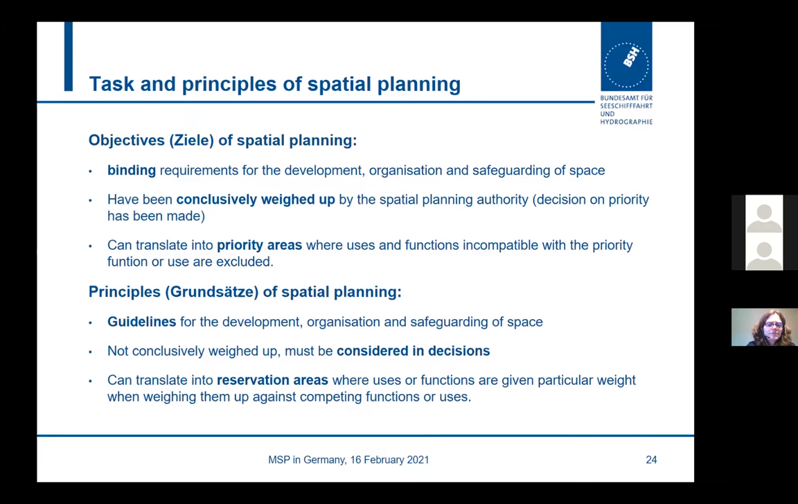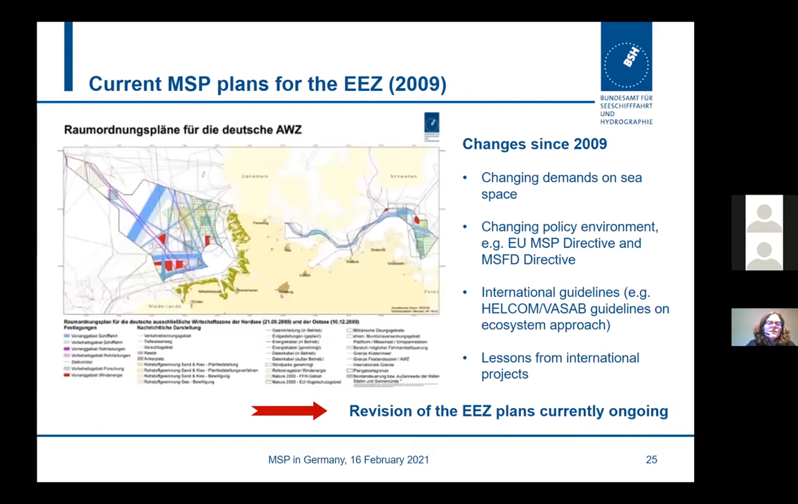Next slide. So here's the current plan for the German EEZ, which is the 2009 plan. And you'll see that it has certain lines and squares on that map. You'll see the blue lines that relate to shipping, the red ones relate to offshore wind farming. You can't see it very well probably, but it's just to illustrate that these are the activities or the uses that the current plan focuses on and regulates.